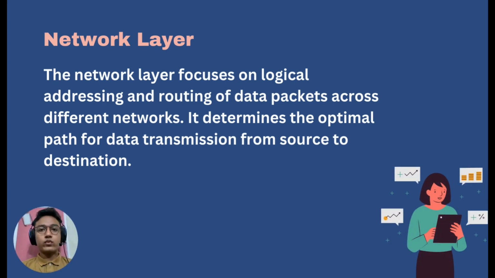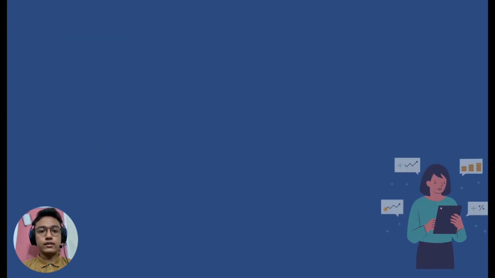Next is the network layer. The network layer focuses on logical addressing and routing of data packets across different networks. It determines the optimal path for data transmission from source to destination.